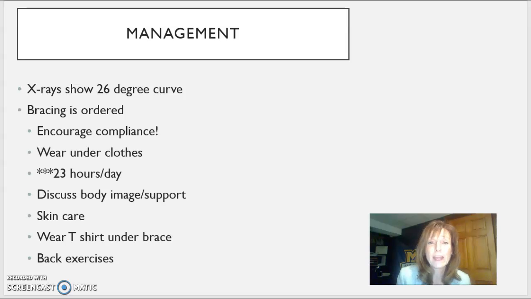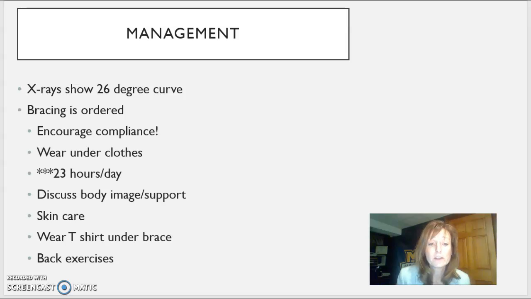So number one, pens up, we have to encourage compliance. Because this happens at the teenage years or right before puberty or at puberty, girls are, well, boys can have scoliosis as well, but these adolescents can be very conscious of their body image, so they are not going to want to be different than their peers. So to tell them that they have to wear a brace almost all the time is pretty significant, so we need to really encourage compliance.